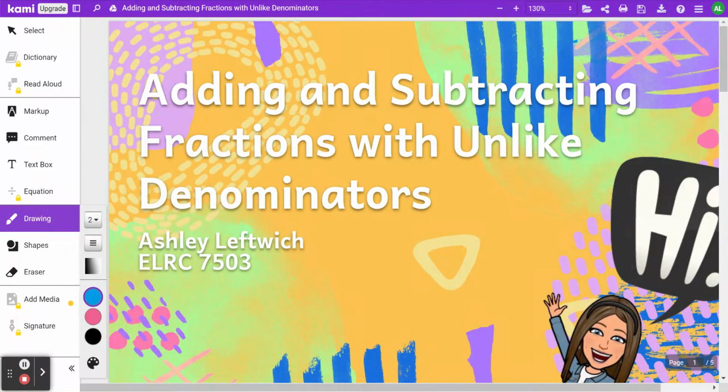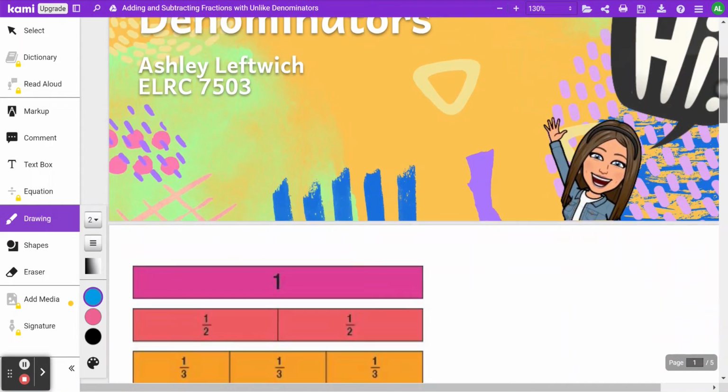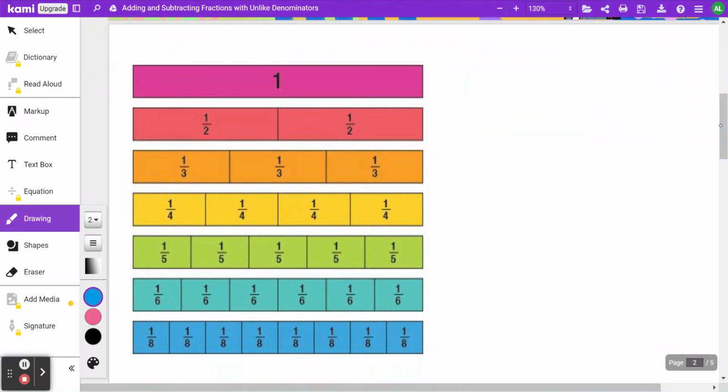Hey everybody, so today we're going to be adding and subtracting fractions with unlike denominators. And as we get started, I wanted to show you this visual of fraction bars. These fraction bars are to help you see that this is representative of one whole.